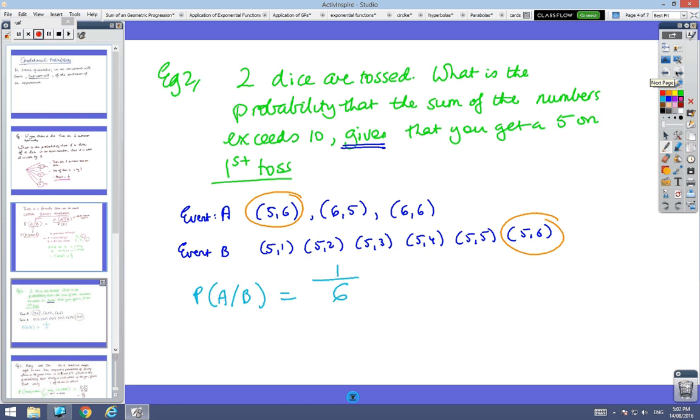Again, we're just listing the outcomes as a way of doing it. So 2 dice to toss. What is the probability that the sum of the numbers exceeds 10, given that you get a 5 on the first toss? So the event A is the numbers exceed 10: a 5 and a 6, a 6 and a 5, and a 6 and a 6. They're the outcomes of exceeding 10. And given event B, that there's a toss of 5 on the first toss, there's only one outcome that occurs in both sets. So there's one thing that happens out of 6 things. Okay, let's have a look at the next example.